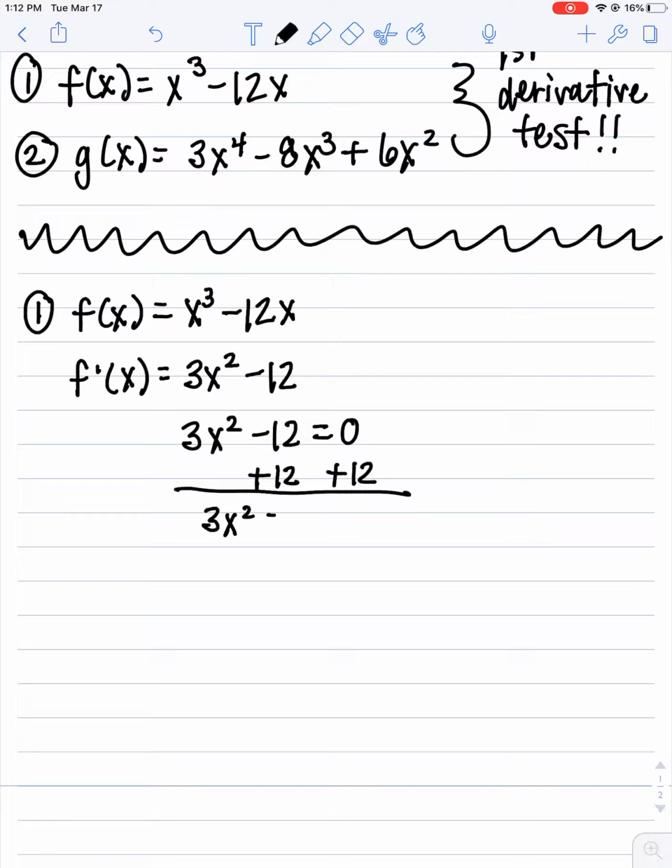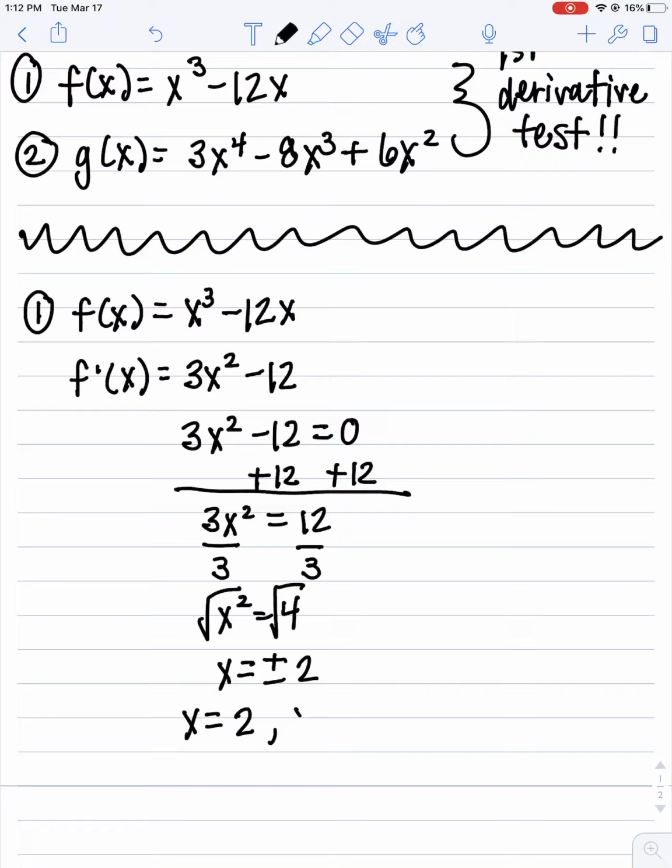And we get 3x squared equals 12. Just using our algebra skills, we divide by 3. We get x squared equals 4. We take the square root of both sides. We get x equals, don't you say 2, you know good and well it's a positive and negative 2. So we have two critical values. x equals 2 is a critical value, and x equals negative 2 is also. These two are my critical values, which means those two values could possibly be a maximum or a minimum.